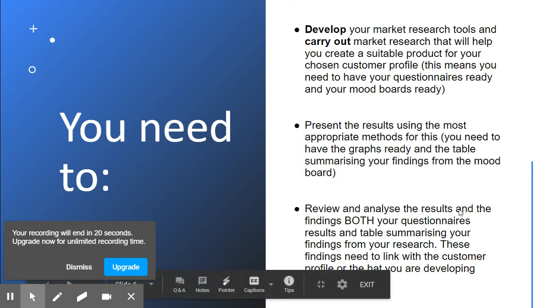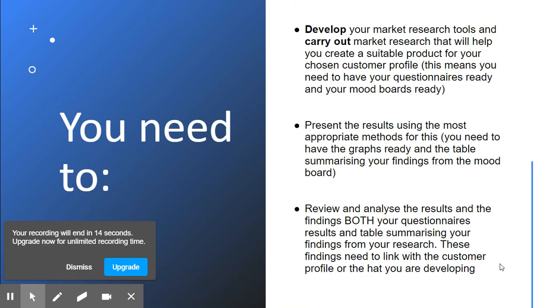Okay, so you do a little write up in which you analyze every single question, what you find out from the question, and you link it back to the hat or the customer profile. And then you write a bit in which you explain your findings from the table, and you explain what it was about that table that made you understand how you could do your hat and so on. Okay, so I've marked your stuff, it should be there.